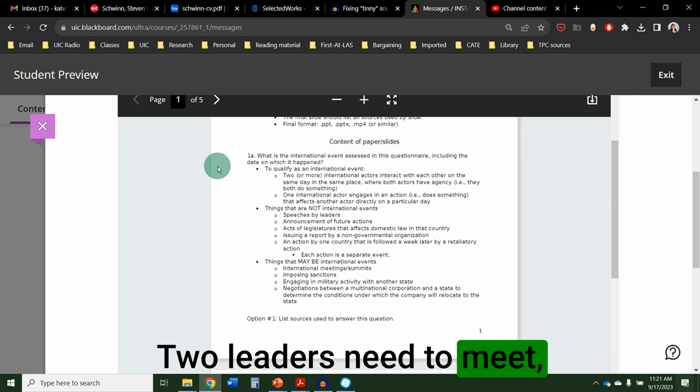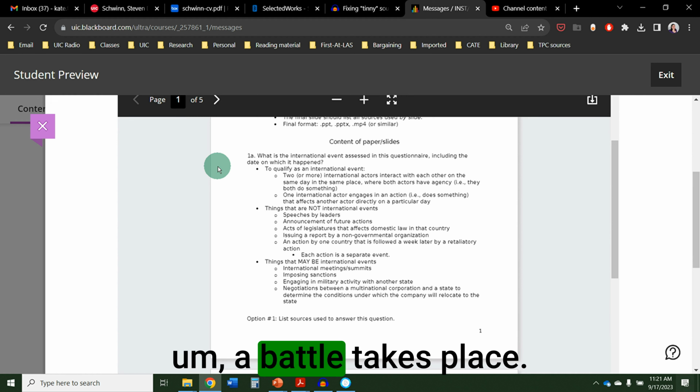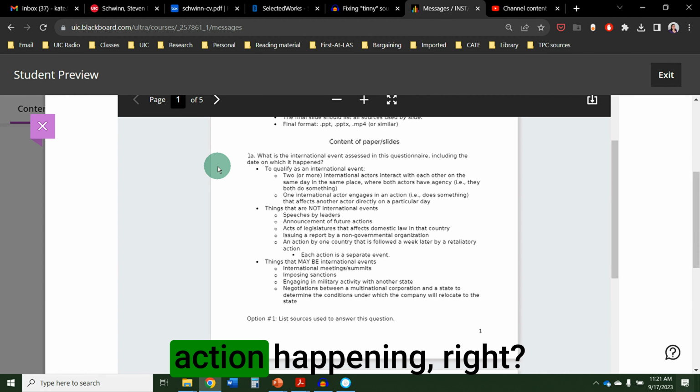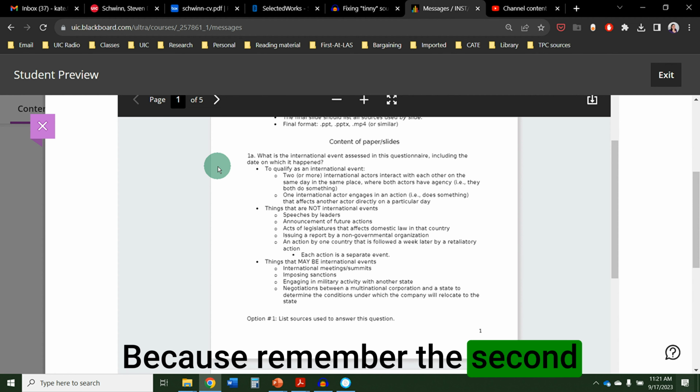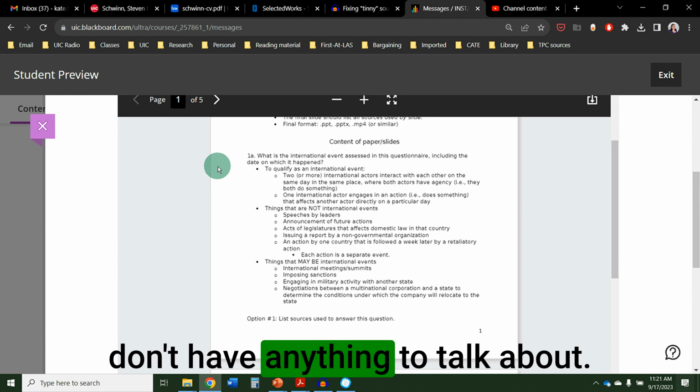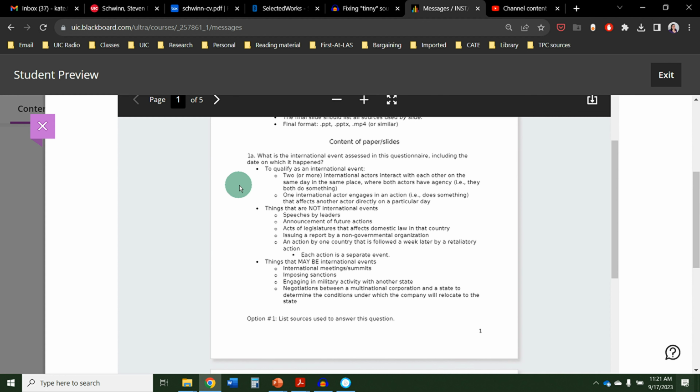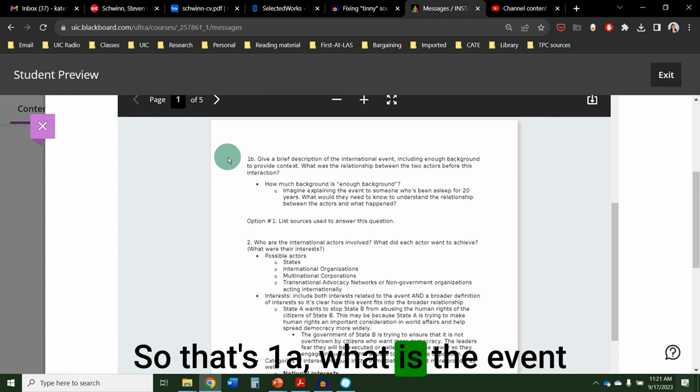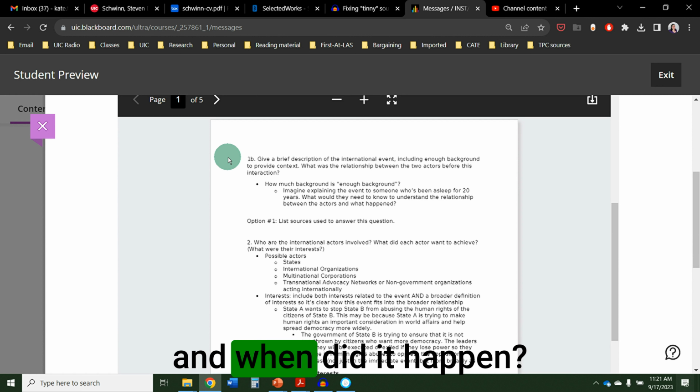Two leaders need to meet. A battle takes place. Something where there is action happening, right? Because remember, the second I is interaction. And if there's nothing actually happening, you don't have anything to talk about. Okay. So that's 1A. What is the event and when did it happen?